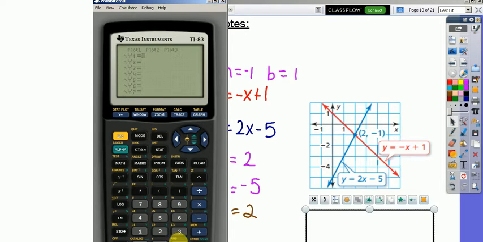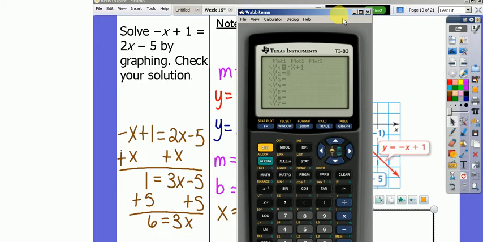So I'm going to go down and get a negative, and then alpha x plus 1, and then go and type in the second equation as well, 2x minus 5. So 2x, alpha, x minus 5. And then you just want to hit graph.